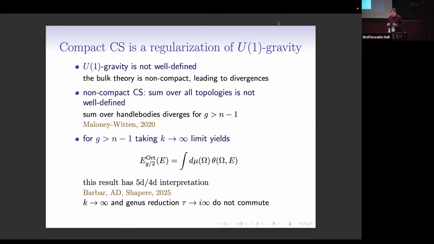Okay, so there's something missing. And what I think is missing is an ability to regularize things well. And in the case of U1 gravity, we know how to regularize things. You take Chern-Simons and you make the gauge group compact. And that regularizes everything. You can calculate everything. You can go to infinite genus, calculate everything there. And if you want to take k to infinity later, you can take k to infinity later, already at the level of the torus partition function. With 3D gravity, it is unclear how to do this regularization.